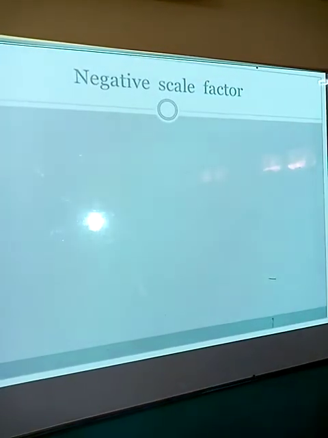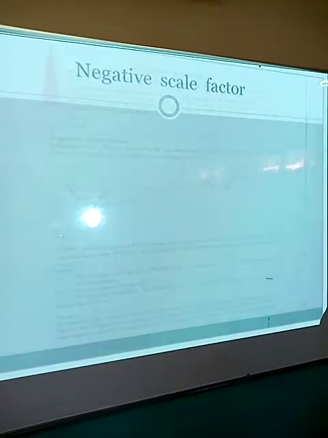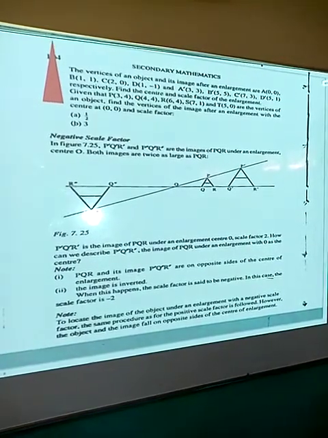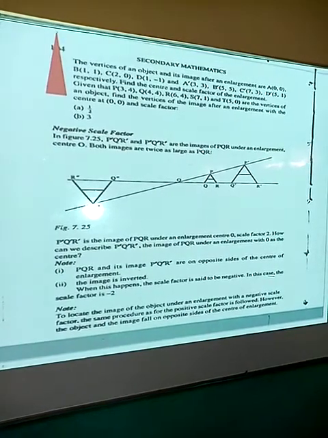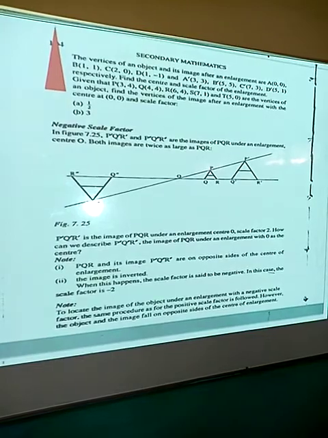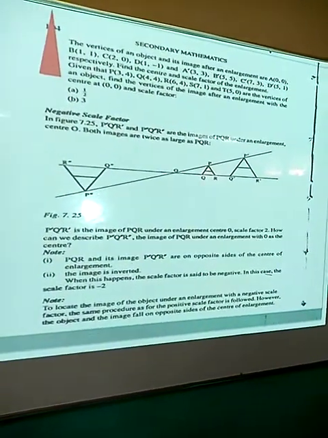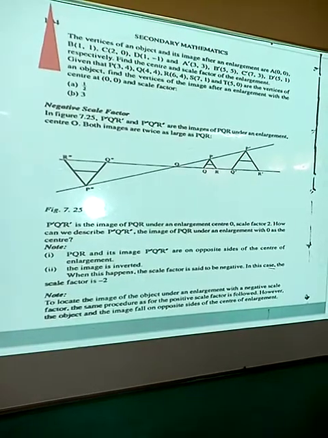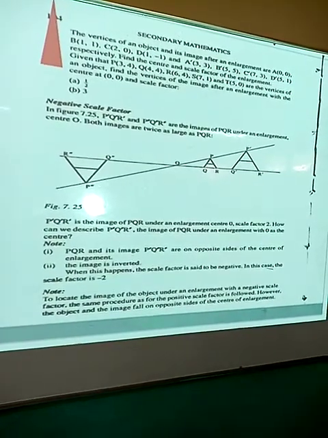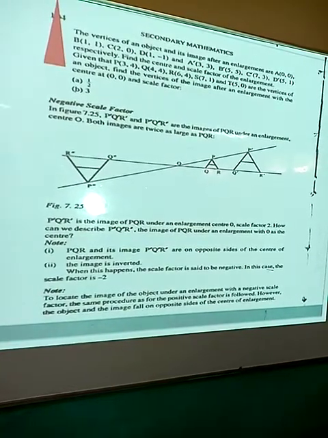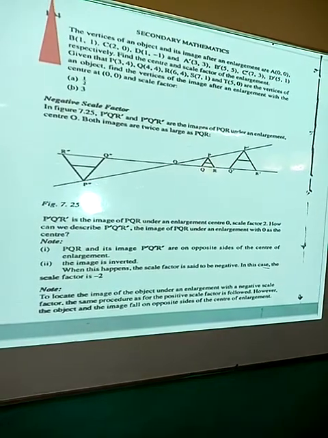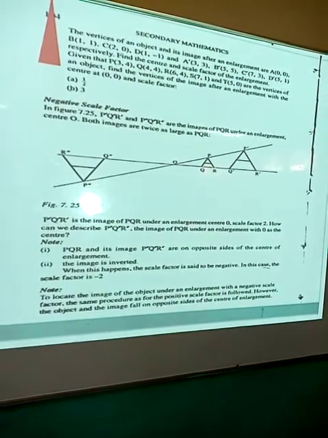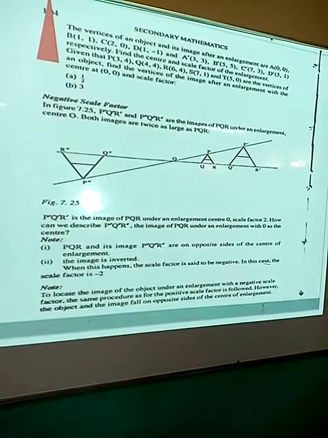area. Let's look at the negative scale factor. In negative scale factor, we are going to look at triangle PQR. Triangle PQR is the letter A. Image P prime Q prime R prime under an enlargement center O. Both the images are twice as large as PQR. So if the images are twice as large, then you can easily predict the scale factor. P prime Q prime R prime is the image of PQR under an enlargement center O. Therefore, the scale factor is 2.